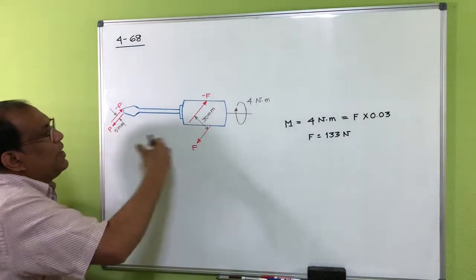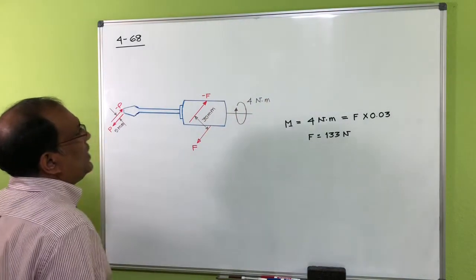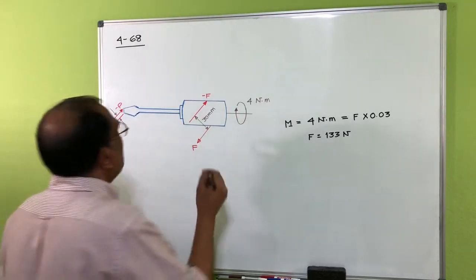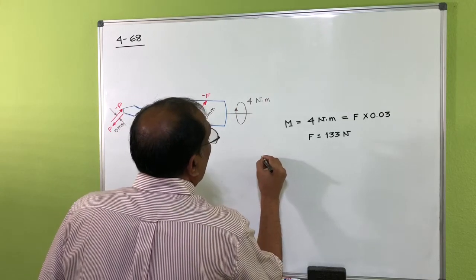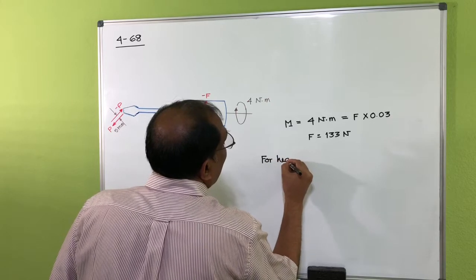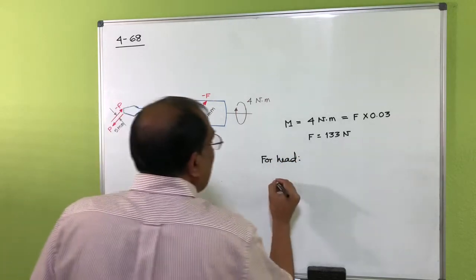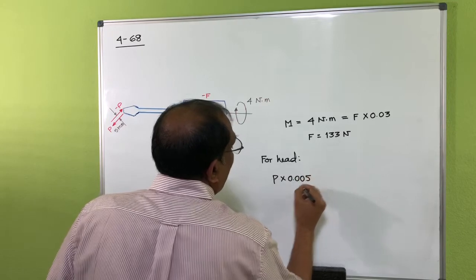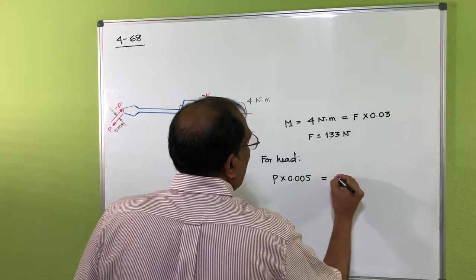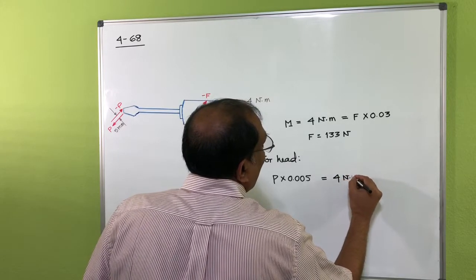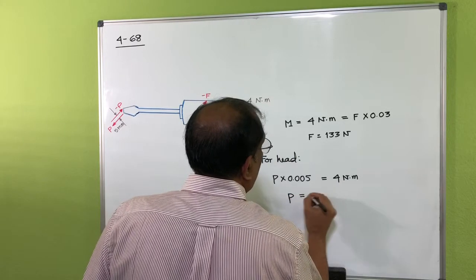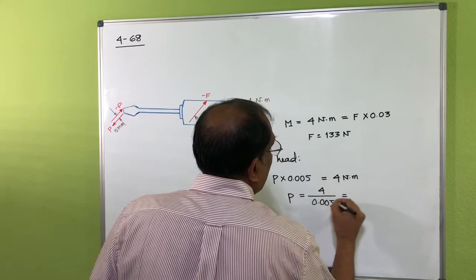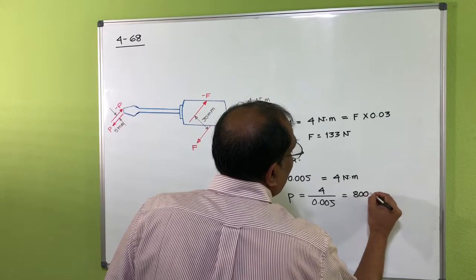Similarly, if you think about here, because you are applying that rotation here, this one will actually have the same torque. So for the head, you can see P multiplied by 0.005, that is 5 millimeter, is equal to 4 Newton meter. So your P would be equal to 4 divided by 0.005, which is actually 800 Newton.